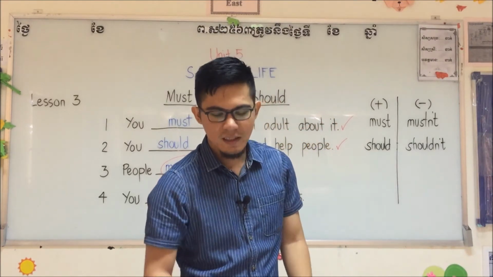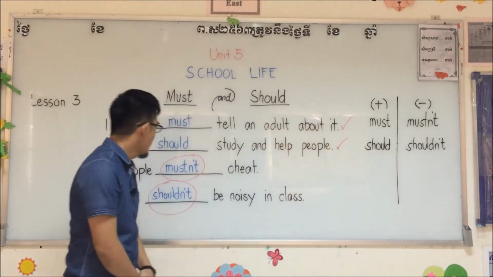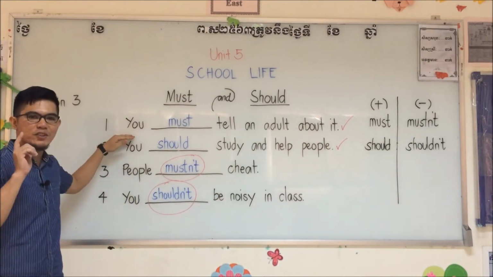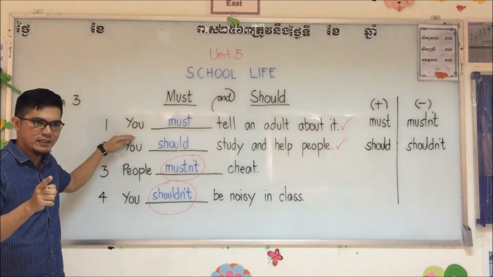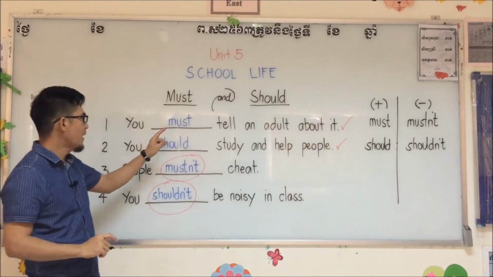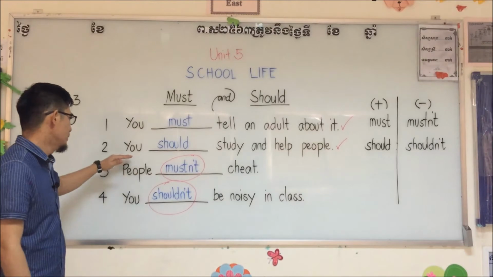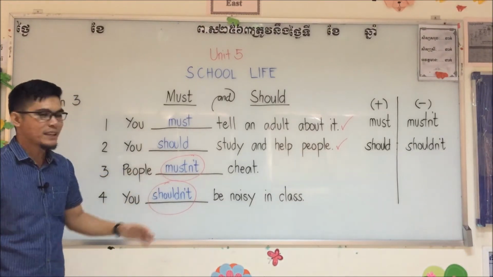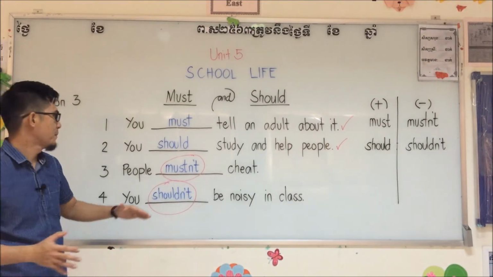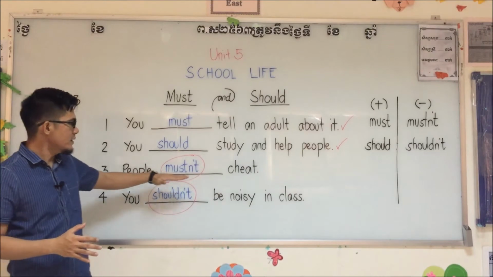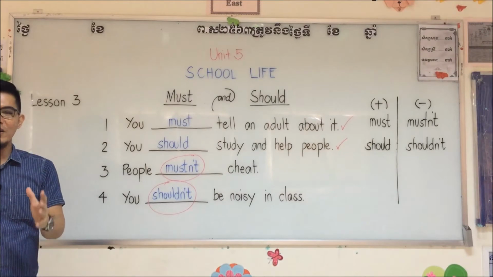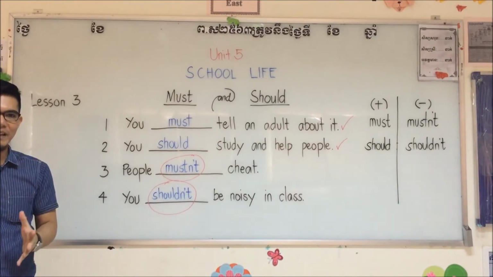So, let's recall. For number 1, it's a strong obligation, and it's a positive obligation. That's why we use must. Number 2, we use should because it's a positive advice. Therefore, we use should. Number 3, we use mustn't because it's a strong negative obligation.